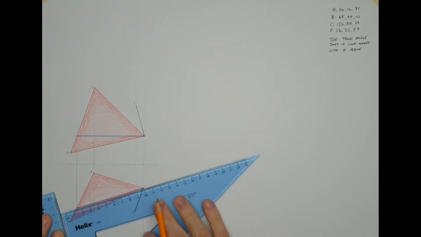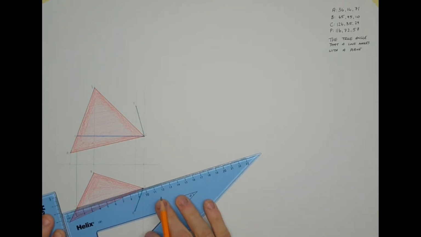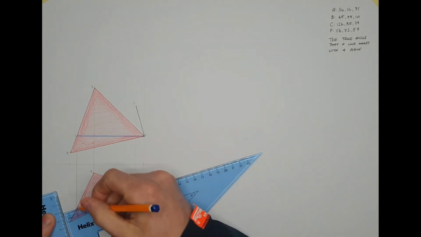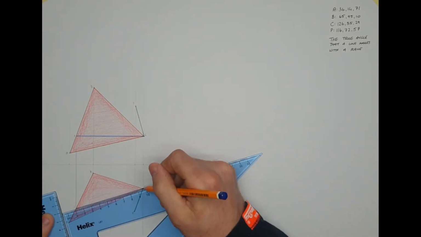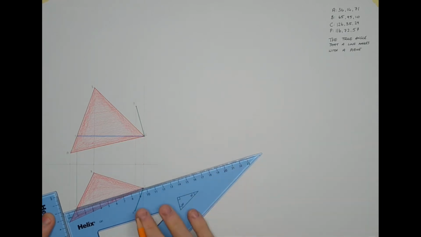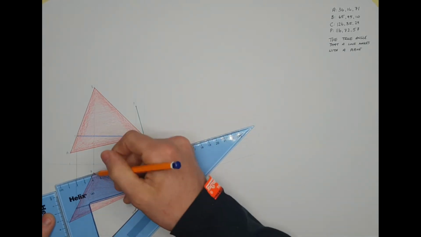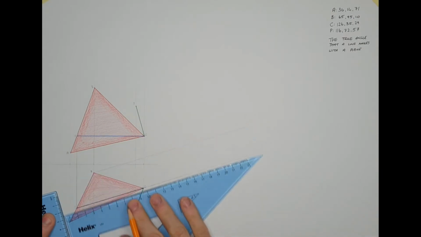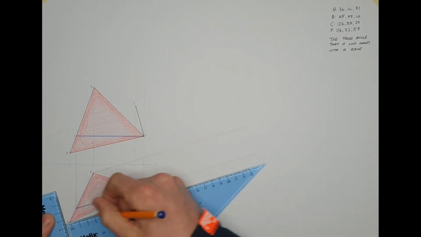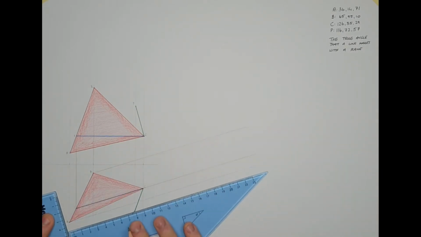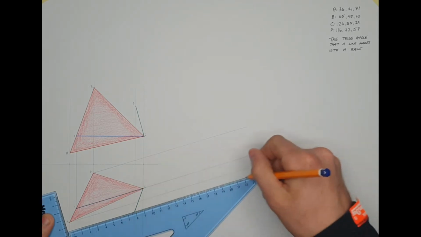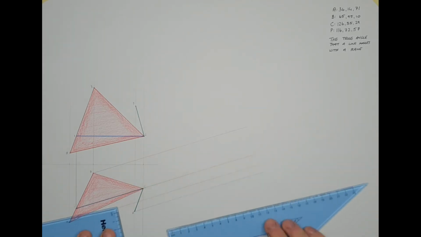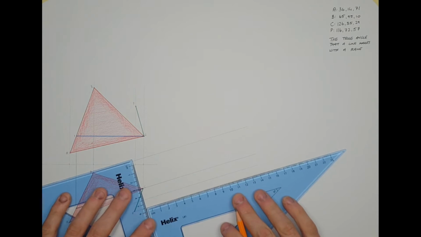And I'll use my sliding set squares to line up with that true length line there in plan, and I'm going to project along that true length line. I project from B, I project from A, and finally point P right there. I'm going to extend those lines on and project a little bit further.